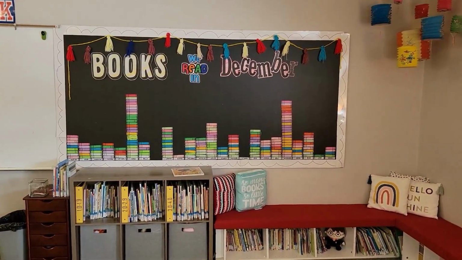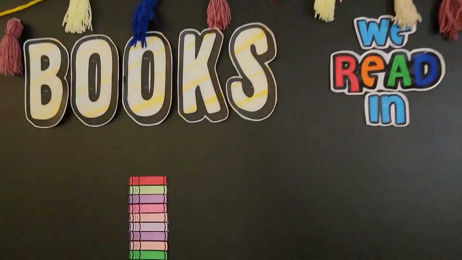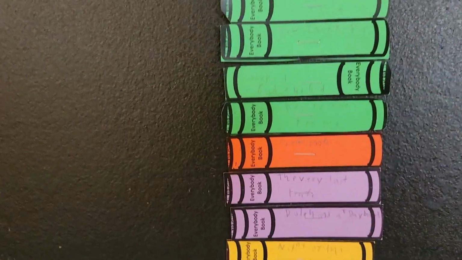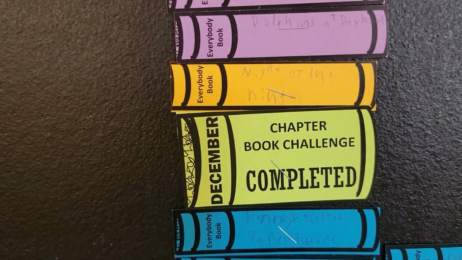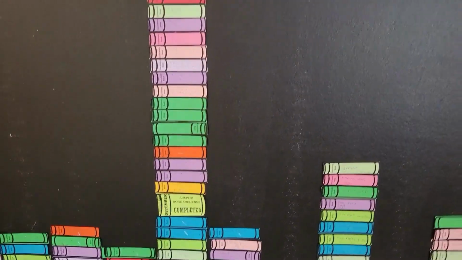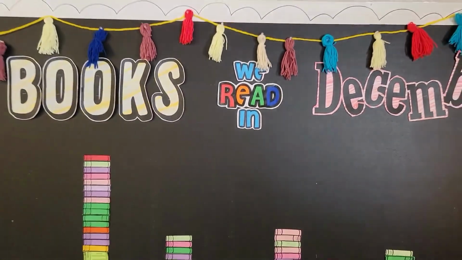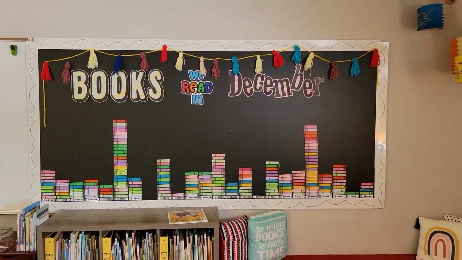They do get a little tiny book, so let me see if I can go up like this, but they get a little tiny book like this, and they get to write the title on these books. When they have completed their chapter book challenge, they get a December chapter book challenge completed. And that's how I know at the end of the month that they have completed the challenge, they met the challenge, they are able to get a class coupon, and I will show you what that looks like in a little bit.